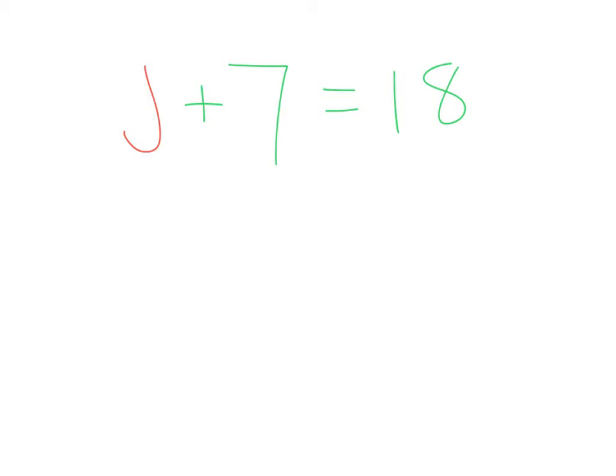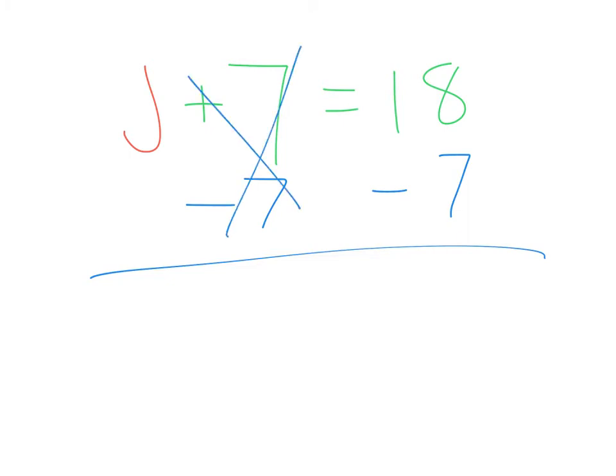So in order to figure out how much J has, I'm going to have to do what we've done before. I'm going to have to do the opposite of what's being done. So I subtract 7 from both sides. Cancels my 7s out over on the left side, leaving me with J. Over on the right side, I have 18 minus 7, which is 11. So therefore, J has 11 patients.